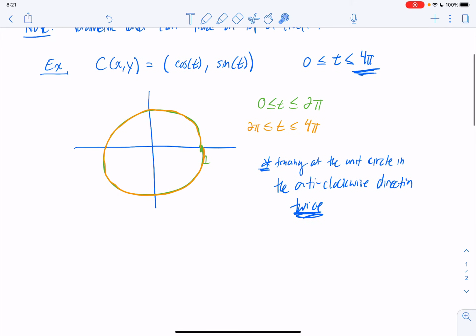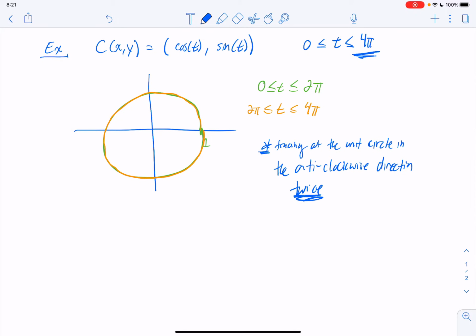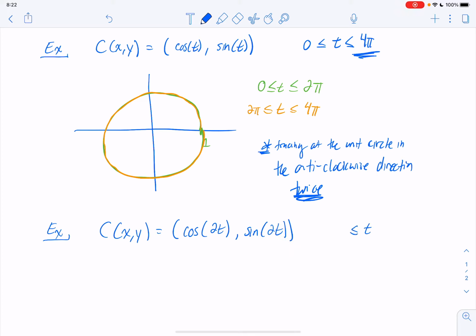So we'll take a look at that option as well. And this I alluded to yesterday, I think as well. Another option we could get, c of x y, is going to be again cosine, but now it's going to be 2t, and sine of 2t. And here I'm going to let t stick to the normal 0 to 2 pi interval.